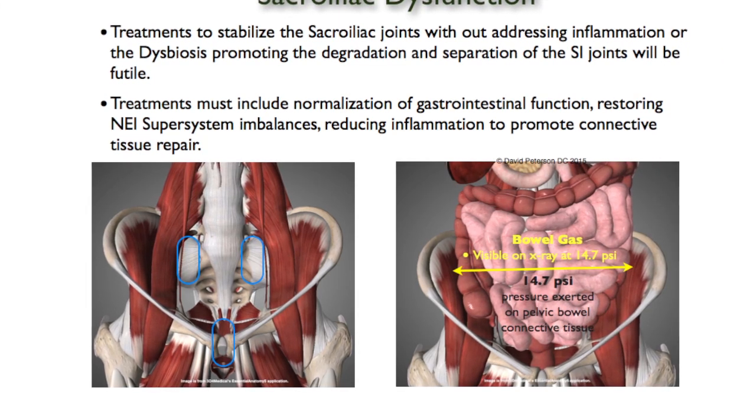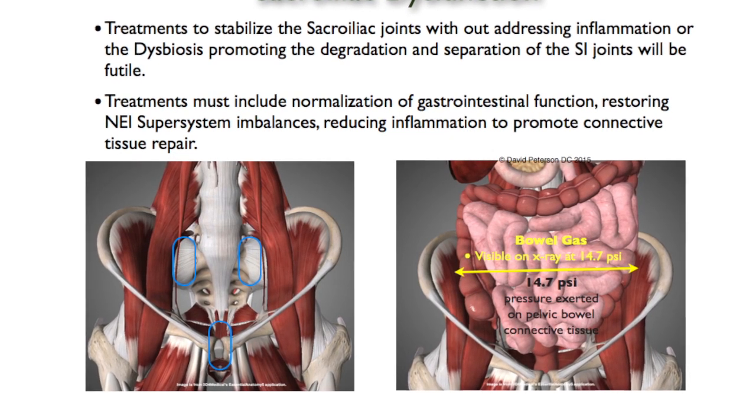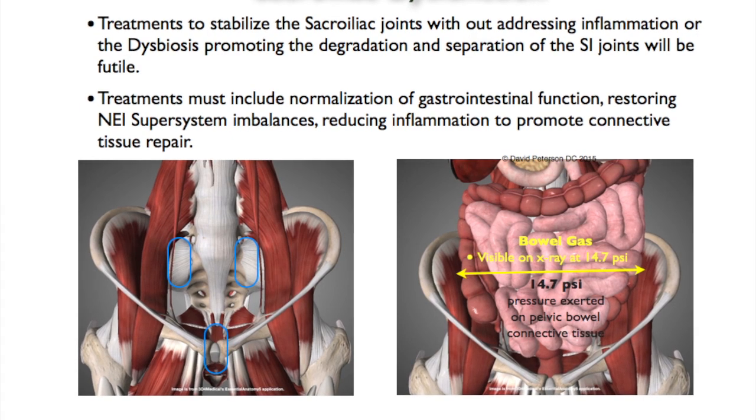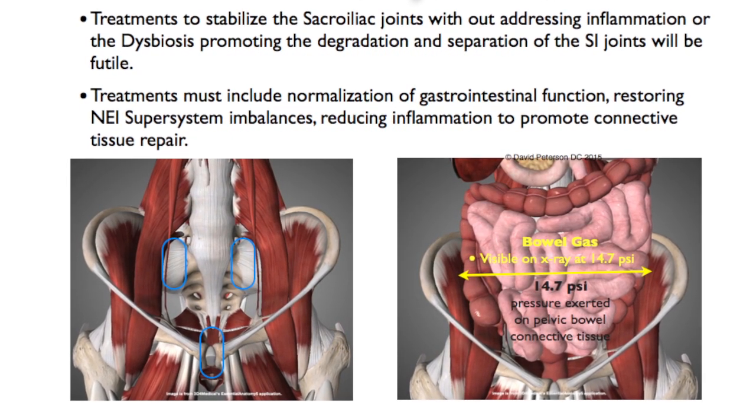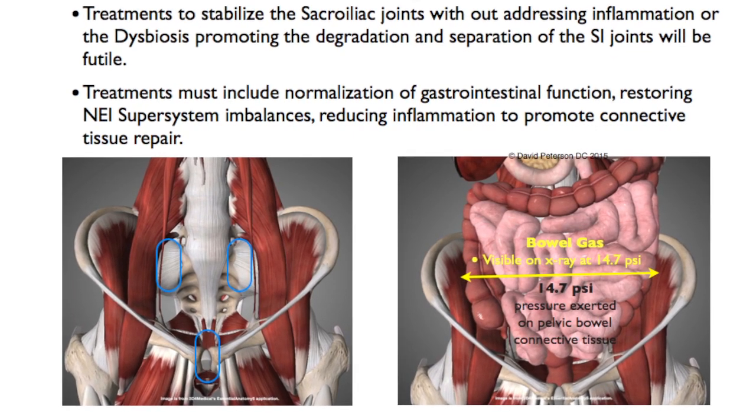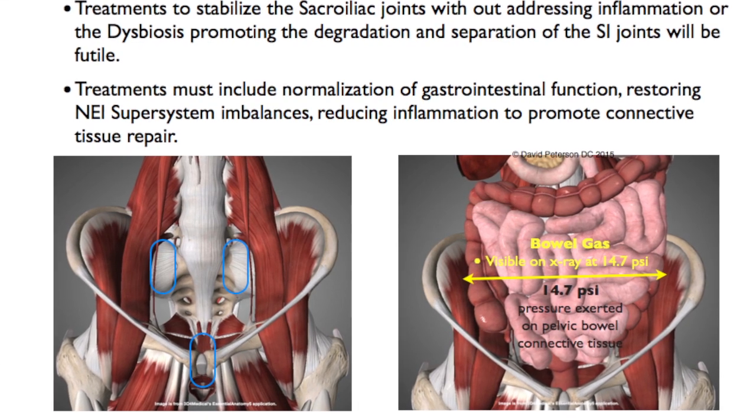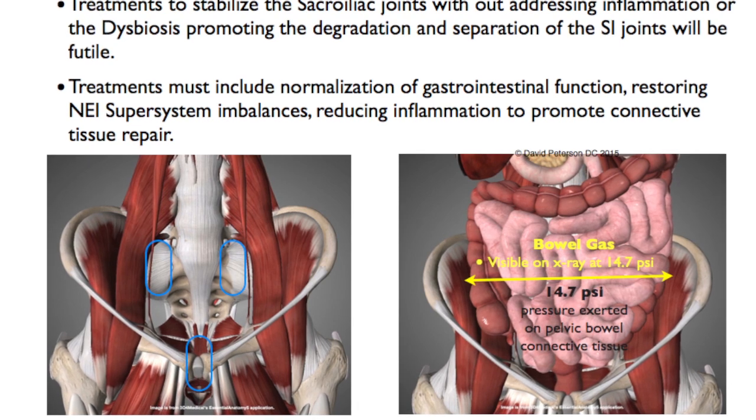Treatments to stabilize the sacroiliac joints without addressing inflammation or the dysbiosis promoting the degradation and separation of the SI joints will be futile. Treatments must include normalization of gastrointestinal function, restoring NEI suprasystem imbalances, and reducing inflammation to promote connective tissue repair.